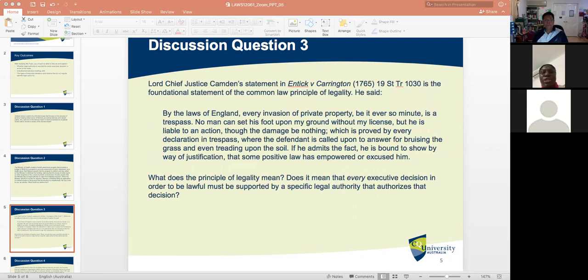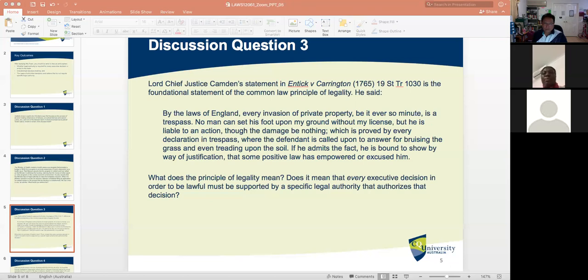Sorry, sorry. Lord Chief Justice Camden's statement in Entick versus Carrington, 1765, 19 St Tr 1030, is the foundational statement of the common law principle of legality. He said, by the laws of England, every invasion of private property, be it ever so minute, is a trespass. No man can set his foot upon my ground without my license, but he is liable to an action, though the damage be nothing, which is proved by every declaration in trespass, where the defendant is called upon to answer for bruising the grass and even treading upon the soil. If he admits the fact, he is bound to show, by way of justification, that some positive law has empowered or excused him.